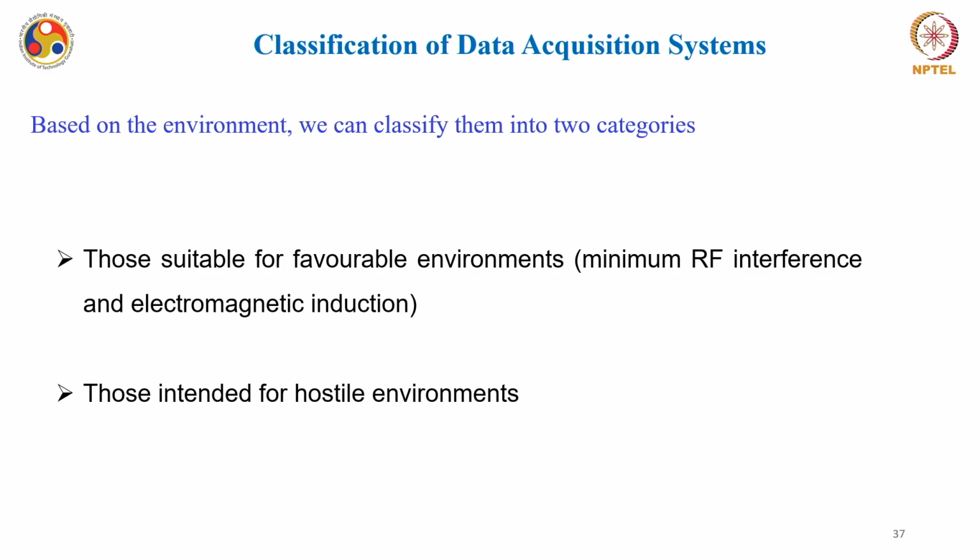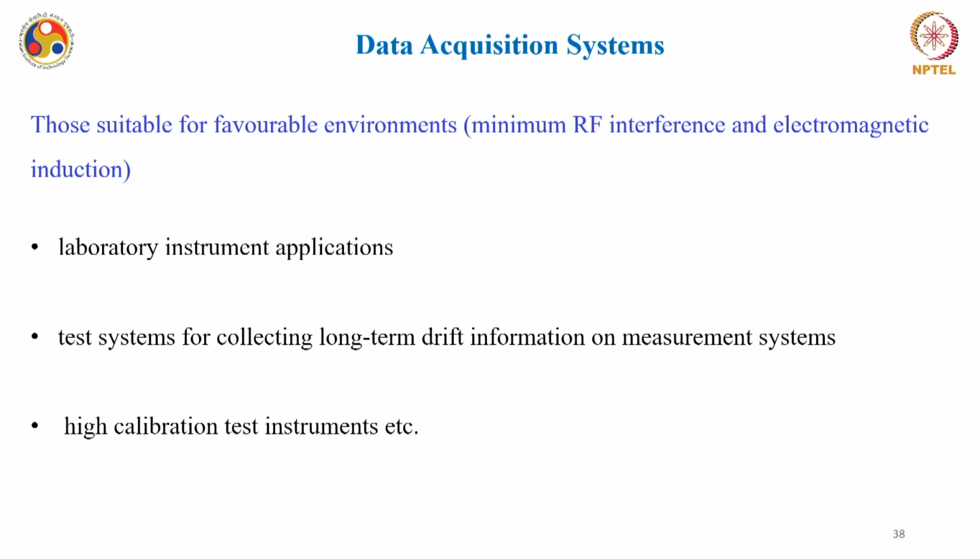The very basic classification can be based on the environment in which these DAS systems are operated. Based on the environment, you have two types of DAS systems. One is those suitable for a favorable environment, where you require minimum RF interference and electromagnetic inductions. And then those intended for hostile environments, where this interference is maximum. When you are constructing the DAS system for these two environments, the fabrication or the assembly of these DAS systems completely varies.